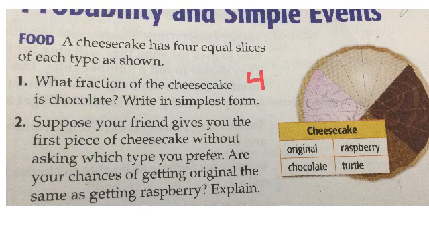There are 4 chocolate pieces out of the 16 total pieces. And that reduces. They're both divisible by 4. So that should be 1/4.